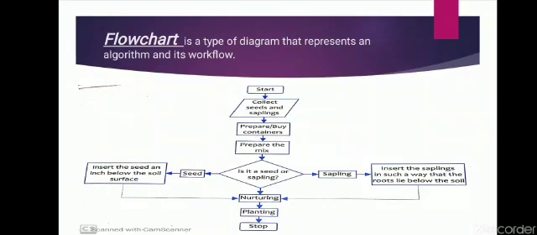Then we will nurture and we will plant the sapling. Both processes or either one of the processes takes place, and then we stop. This is the complete flowchart process to solve the problem discussed here.